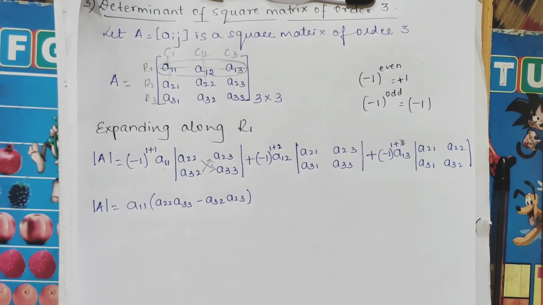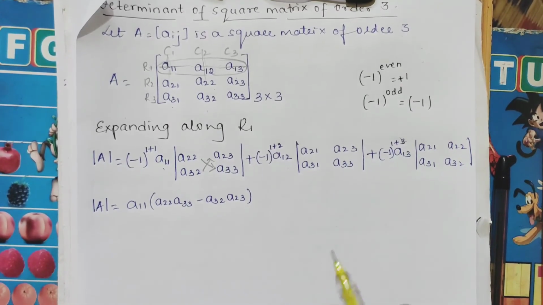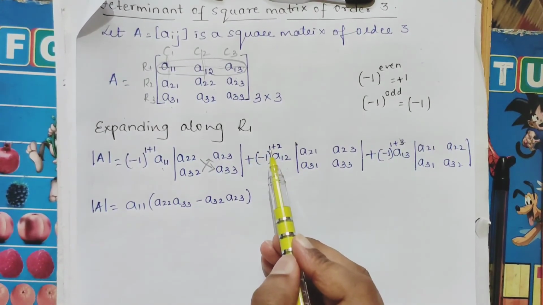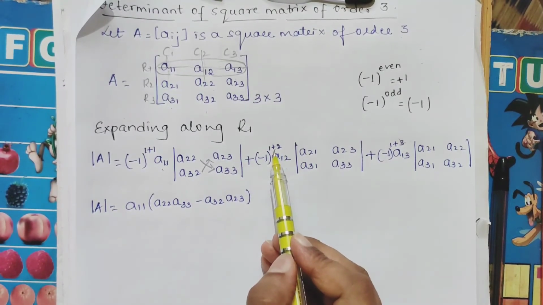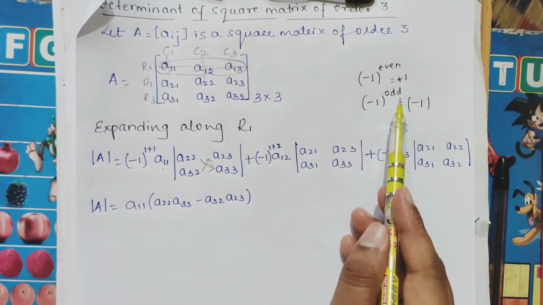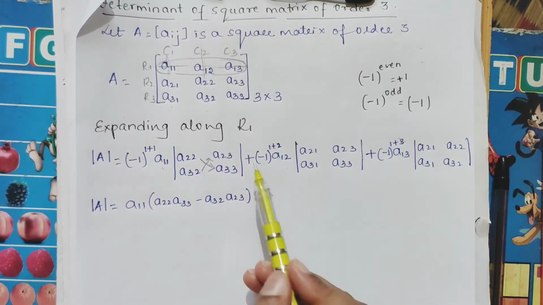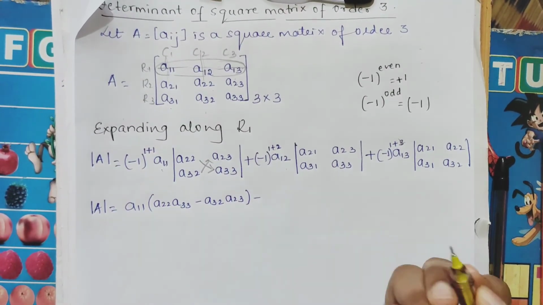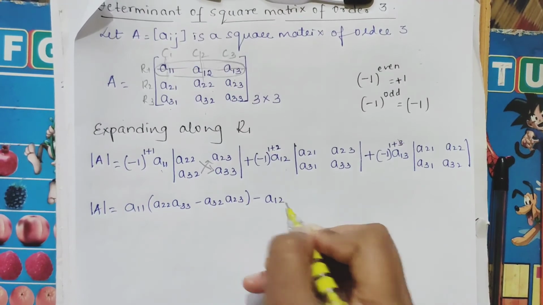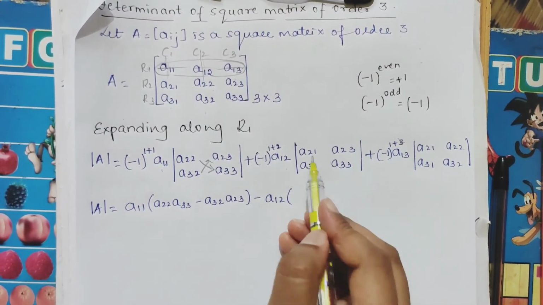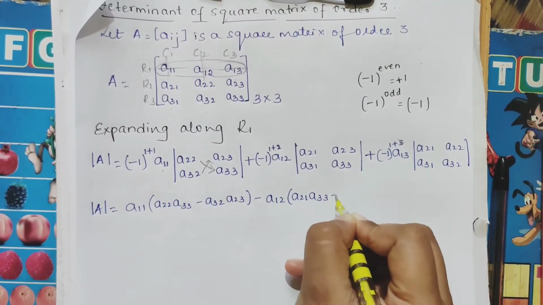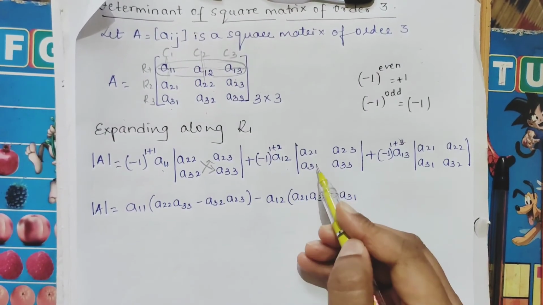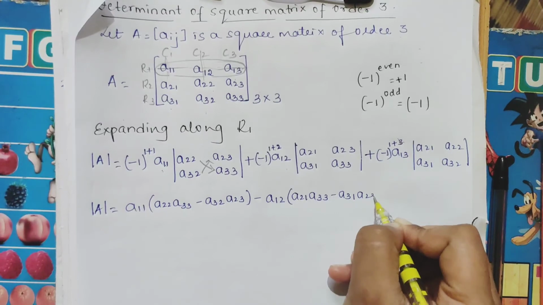Now next, see, minus 1 raised to 1 plus 2 is 3, which is odd. 1 plus 2 is 3, and 3 is odd. So minus 1 raised to odd, you'll always get minus. So plus into minus, here you'll automatically get minus. So A12, here also the same, cross multiply. How will it be? A21 into A33 minus A31 into A23.